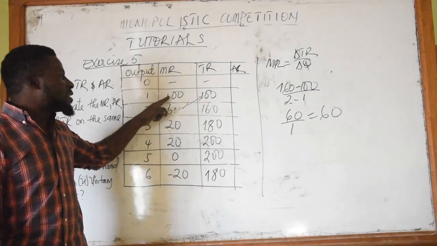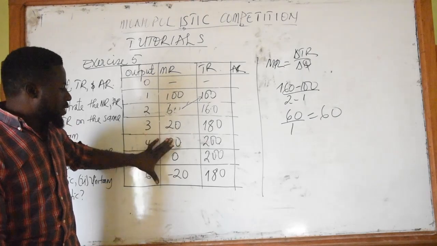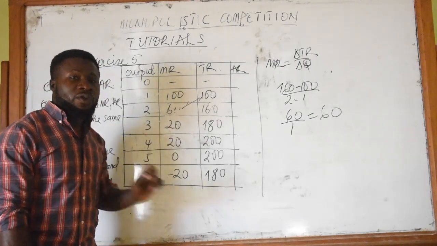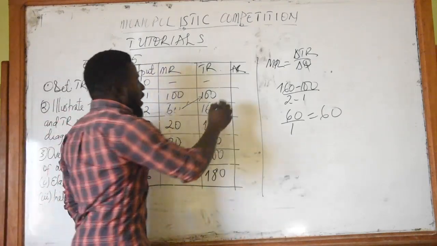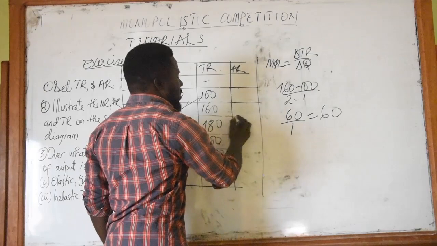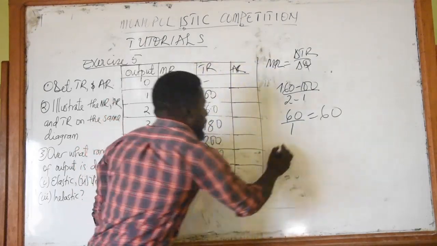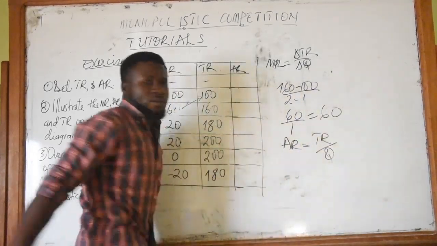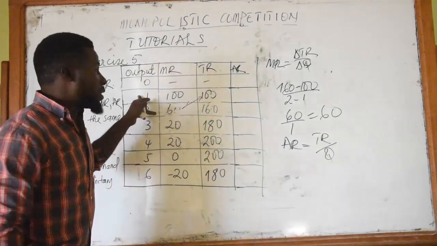But we can see that marginal revenue exists in three forms. Marginal revenue is positive and falling, 0 at some point, and it turns into negative. So it shows that we are under imperfect competition. So what we are going to do to get average revenue is we use the normal format. Average revenue is normally total revenue divided by output. So we just take these values here and divide by the corresponding output levels.